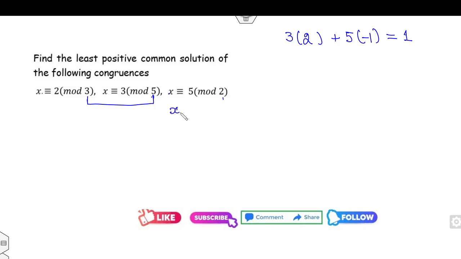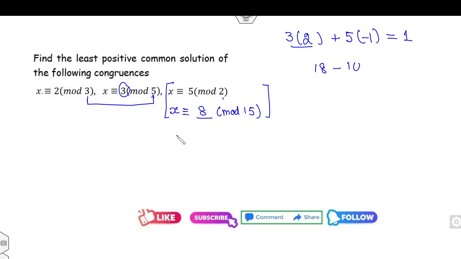So that will be x is congruent to, modulo 5 into 3 is 15. So what is the solution of this? What is the opposite of 3? It is this number. So 9, 6, 18 and 5 into 2, 10. That's an 8. Then I can solve these two equations.